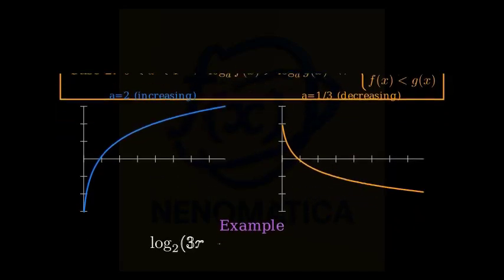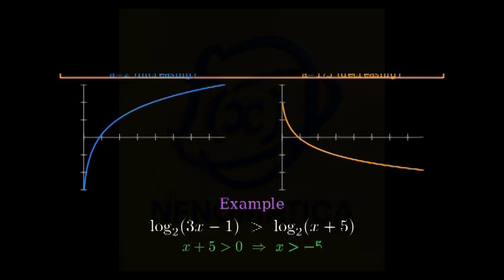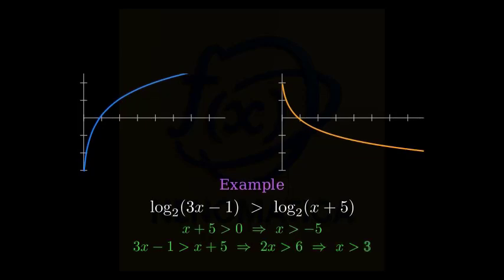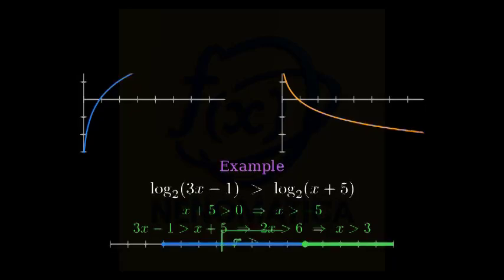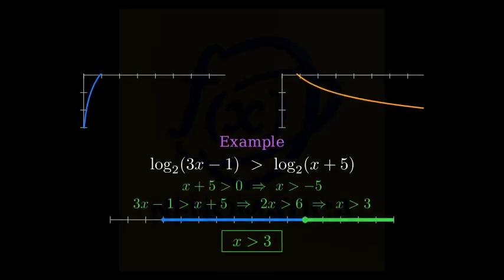Example: solve log base 2 of (3x minus 1) greater than log base 2 of (x plus 5). We are in case 1 because a equals 2, which is greater than 1. That means, first, make the right argument positive, then compare inputs without flipping the sign. Finally, intersect the results on a number line.